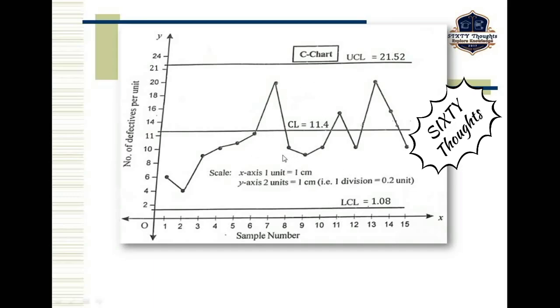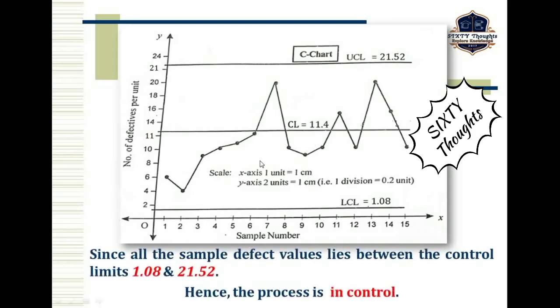Now we are going to verify whether all defect values lie between the upper control limit and lower control limit or not. Sample 1 value is 6, sample 2 we get 4, sample 3 value is 9, and likewise we get all 15 sample point values. After that, joining the points with a line, we get this graph. From the graph, we can clearly say that all the sample defect values lie under the control limits, between the lower control limit and upper control limit.